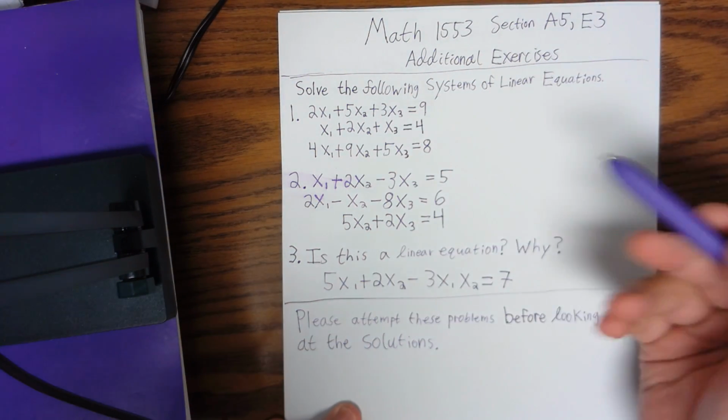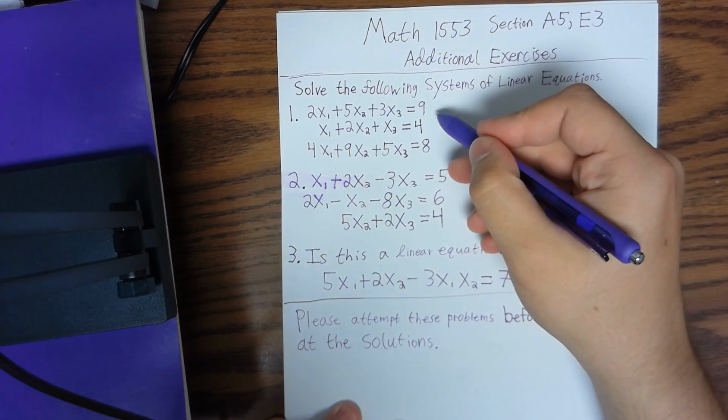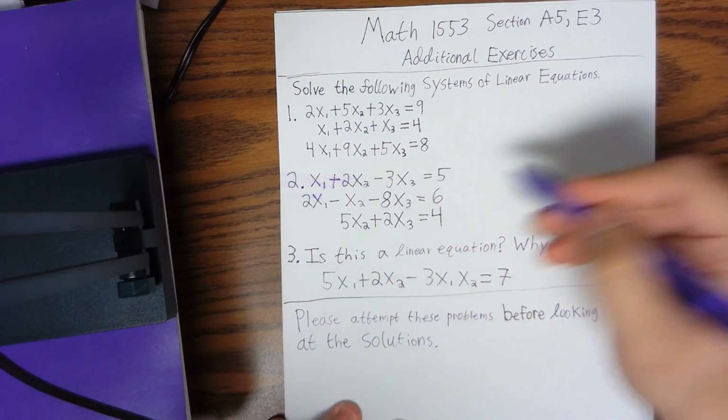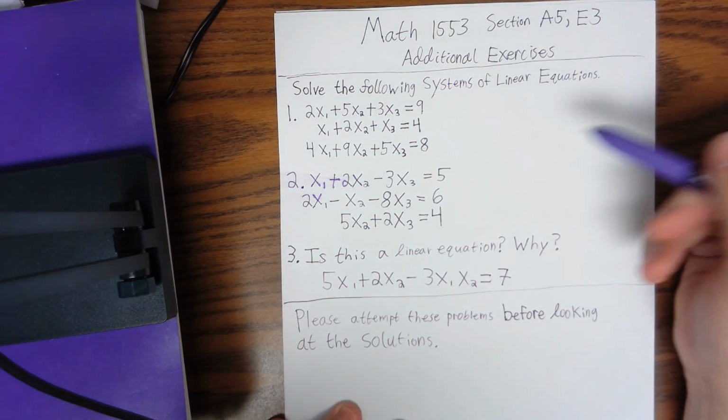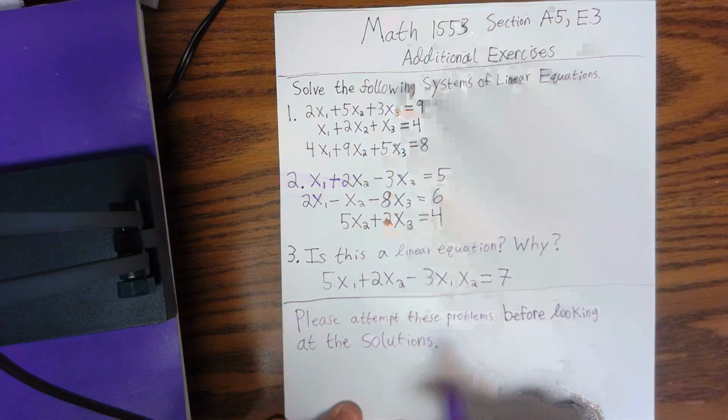The first one is 2x1 plus 5x2 plus 3x3 is equal to 9. x1 plus 2x2 plus x3 is equal to 4. 4x1 plus 9x2 plus 5x3 is equal to 8. So we need to solve this one.